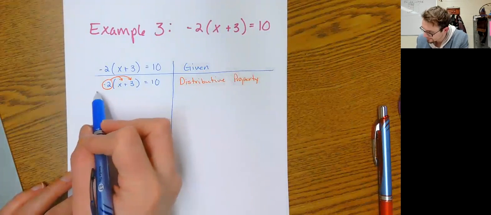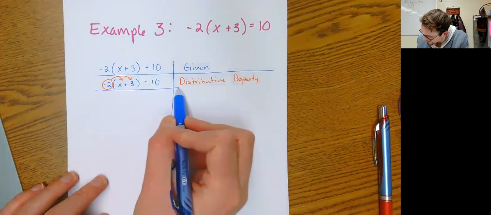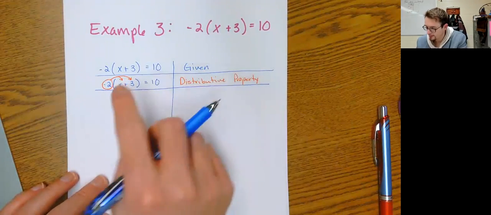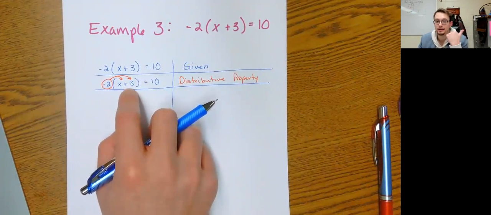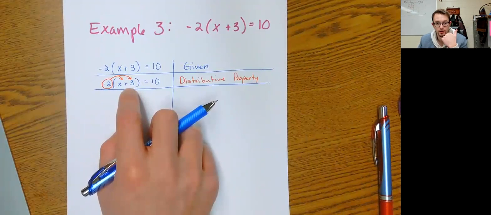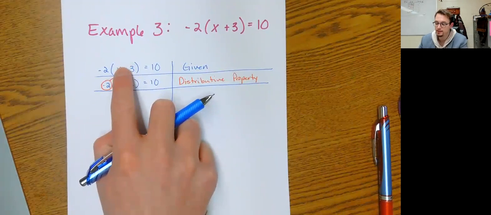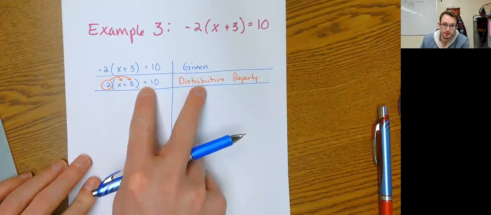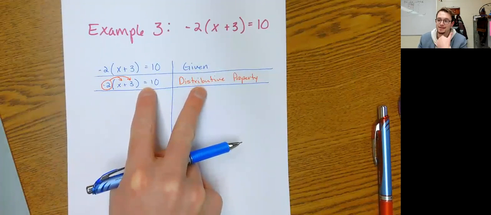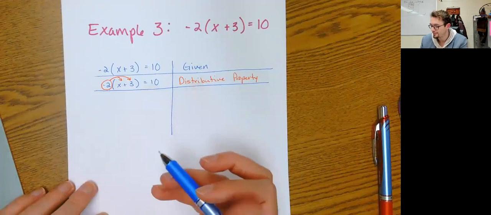right? That is how I like to show distribution. All right? And you don't do it up there because you're given the equation. Here is where you show the distribution. You show the distribution on the next line, okay?